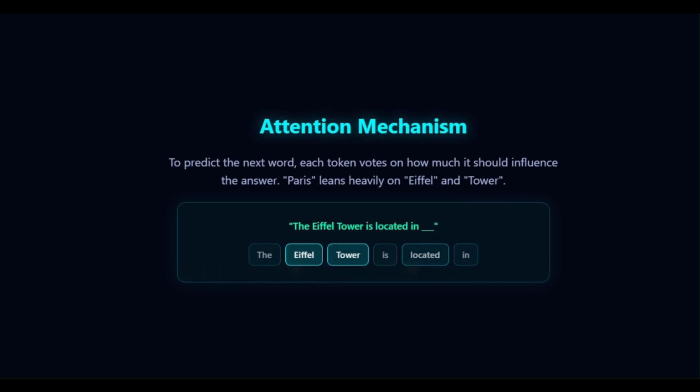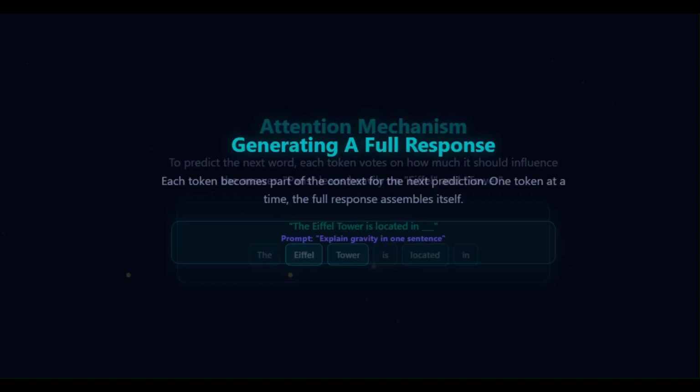The secret ingredient inside transformers is attention. Attention determines which words matter most for a prediction. Take the sentence, "The Eiffel Tower is located in..." When predicting the next word, the model pays far more attention to "Eiffel" and "Tower" than to words like "the" or "is." Each token effectively votes on how much influence it should have. The strongest signals guide the prediction.